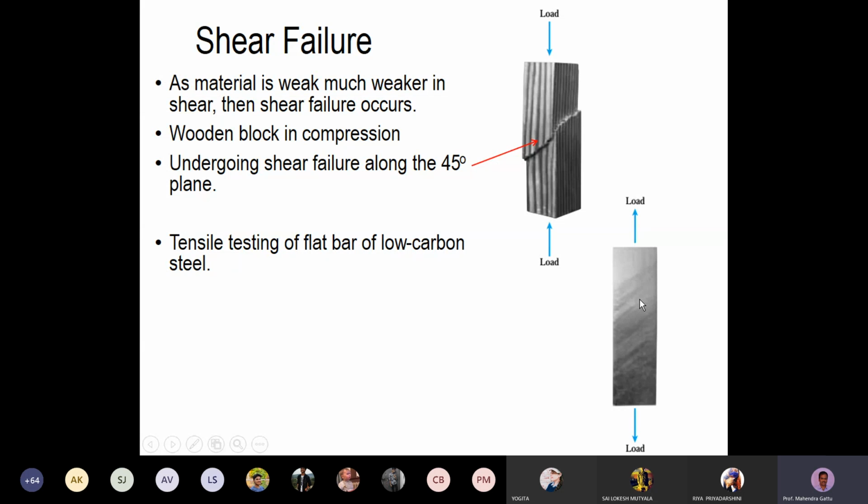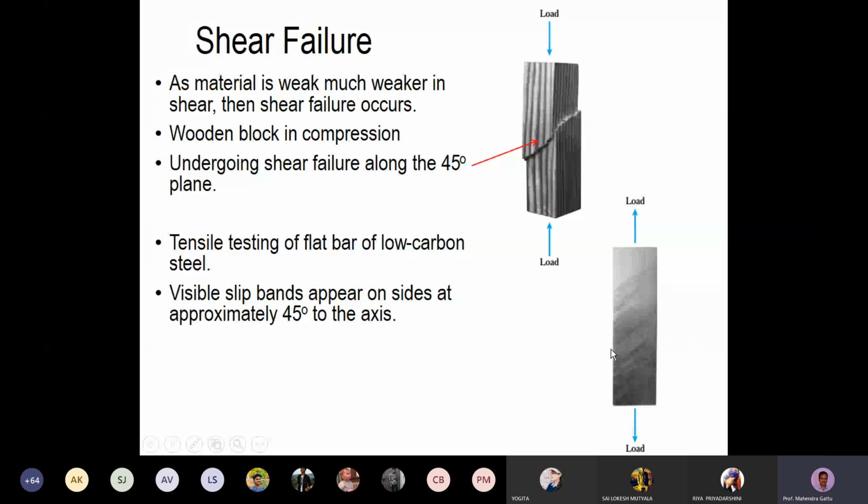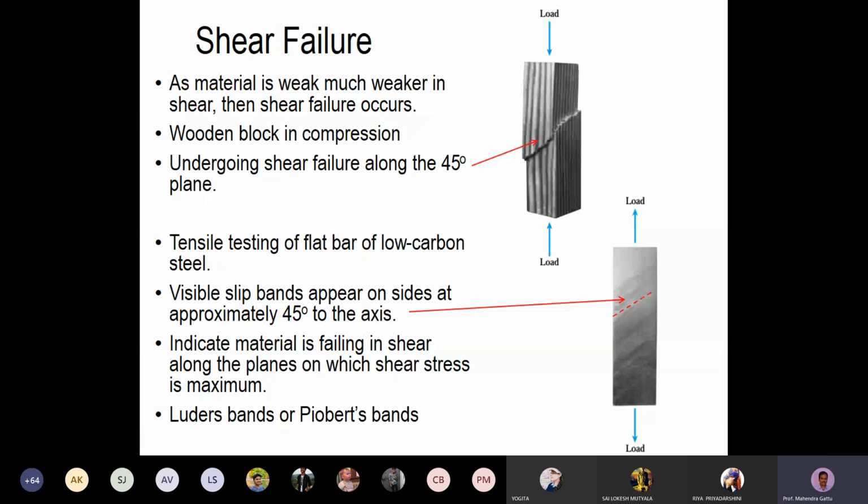These bands show that the material is failing in shear and the shear strength has been reached, and these bands are acting at an angle of 45 degrees with the loading axis, and there is a term for these bands. So these are called Luder's bands or Piobert's bands. So this is regarding shear failure.